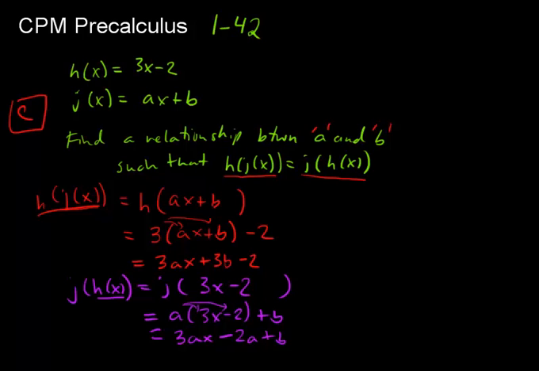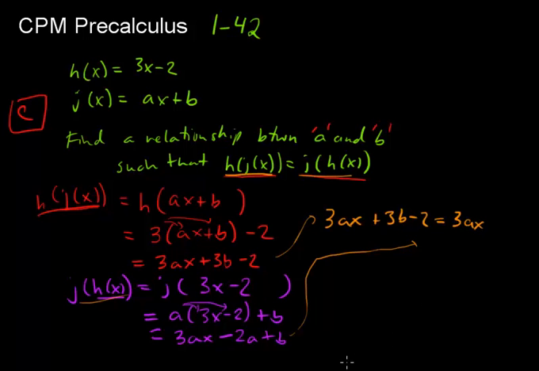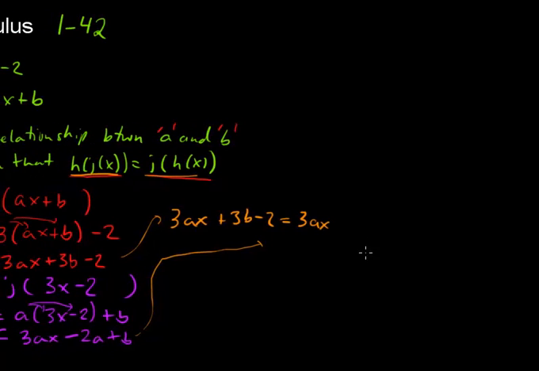Our goal is to find a relationship where this is true. We want to say h of j of x, which is 3ax plus 3b minus 2, copying it straight from there, equals j of h of x. So we go in purple and copy this: 3ax minus 2a plus b. So when are these sides equal? For what values of a and b? We need to find a relationship between the two.